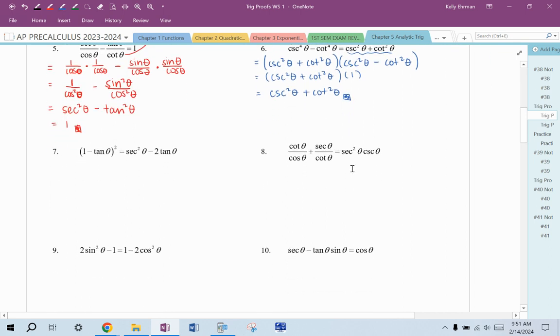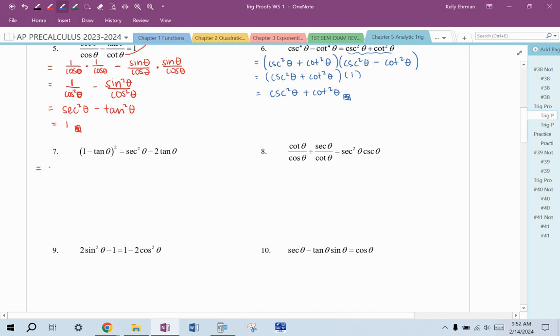On to number 7. So how do I know which side is more complicated? There's not necessarily a right or a wrong side to start on. If I see something squared, I kind of think to start foiling it or distributing it. So I think I'm going to start on the left side. But maybe I could start on the right side and switch to sines and cosines, or trade out a Pythagorean identity or something. But I'm just going to go here.